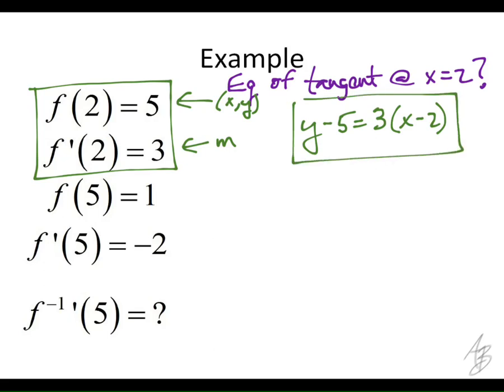So if you're ever asked to write the equation of a line, you need to know the slope and you need to know the point, and that's what the function and the derivative give you. So don't try to make this type of problem any more complicated than it is. If you know the slope and you know the point, then you've got your answer. You just need to put it in the right form.